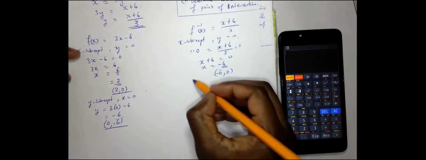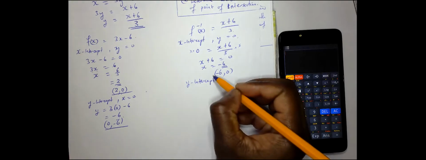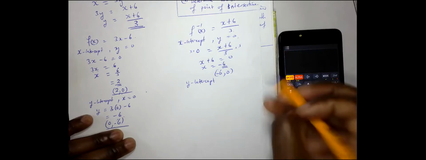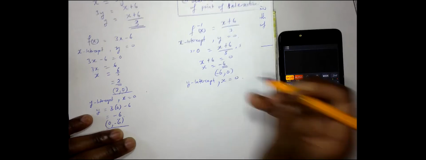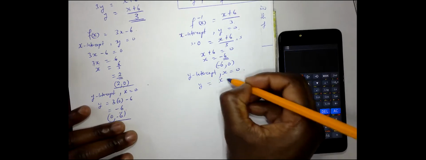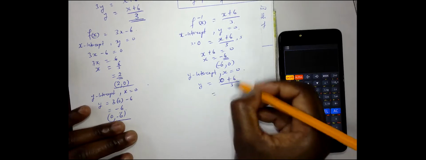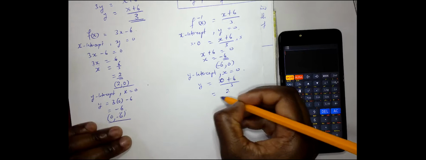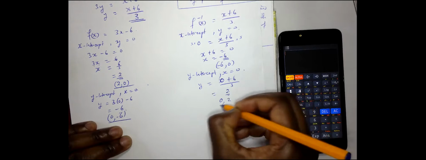Now, what about the y-intercept? The y-intercept is going to be when x is equal to 0. So when x equals 0, y is equal to 0 plus 6 over 3, which is 6 divided by 3, which is equal to 2. So we have y equal to 2 there. So this is (0, 2).